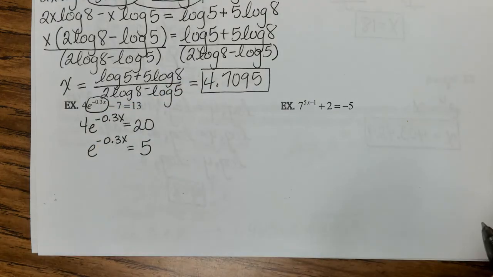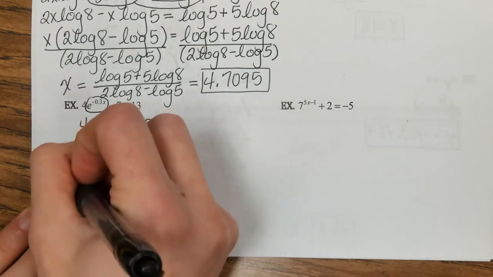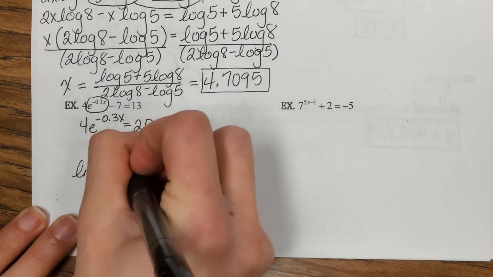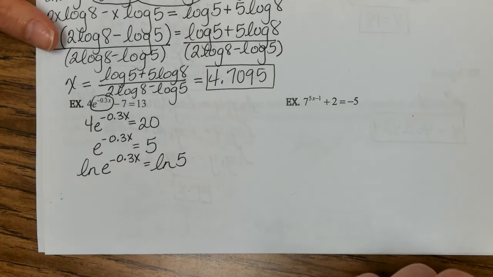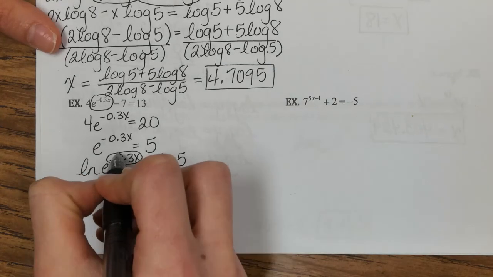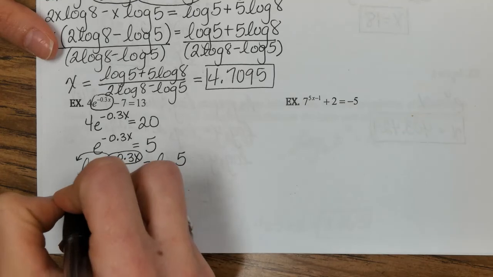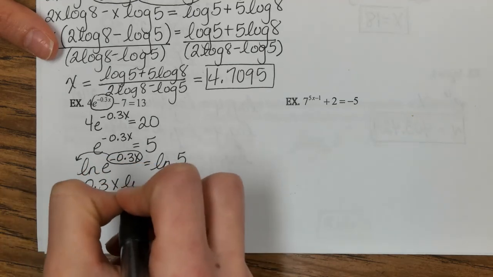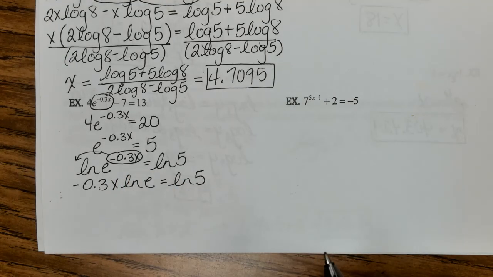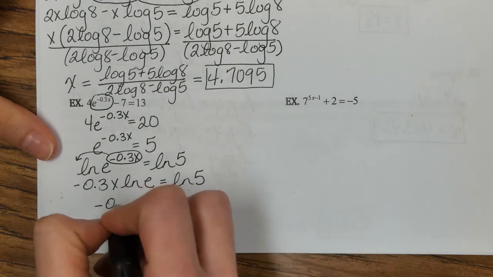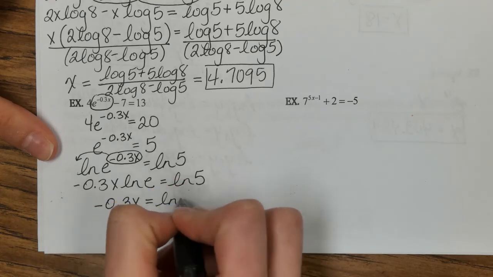Alright, I'm going to take the natural log, right? I have an e, so that's natural log. I'm going to take the natural log of both sides. So I'm going to have the natural log of e to the negative 0.3x equals the natural log of 5. I need this exponent out front. So negative 0.3x natural log of e equals natural log of 5. What is the natural log of e? 1. So this is just negative 0.3x equals natural log of 5.